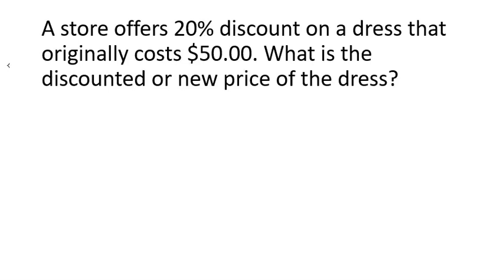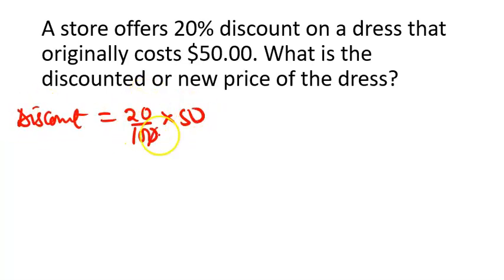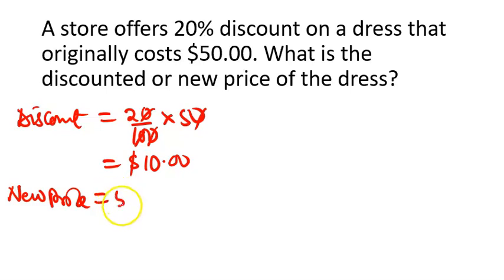Now I'm going to show you two methods for calculating the discount. First, let's calculate the discount. Discount will be 20% times 50. This 0 will cancel this 0, and times 5, we have $10. So if you want to know the new price that the customer must pay, then the new price will be 50 minus 10, and that gives us $40.